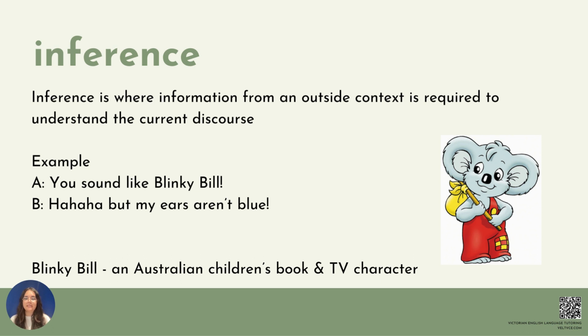We covered our Blinky Bill example and inference when we talked about cohesion and coherence. Inference is where information from an outside context is required to understand the current context. The example here: you sound like Blinky Bill, but my ears aren't blue. This one uses inference because if you don't know who Blinky Bill is, he is an Australian children's book and TV character, and you need to have that information in order to understand what's happening in the conversation.